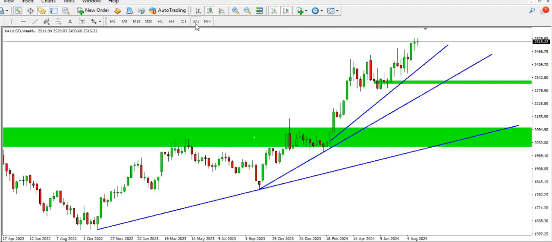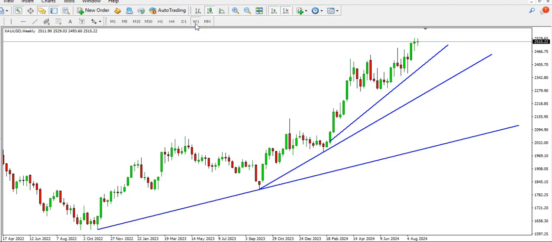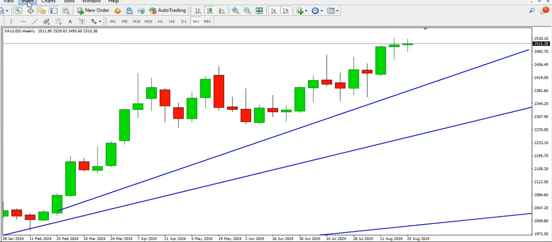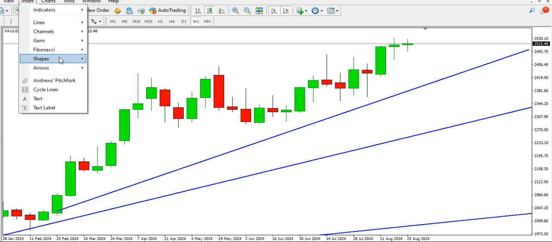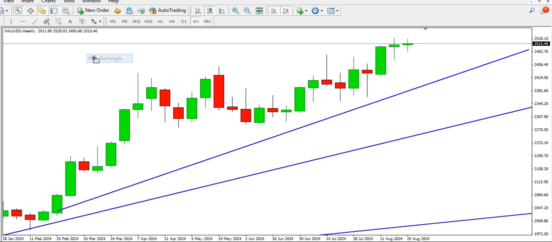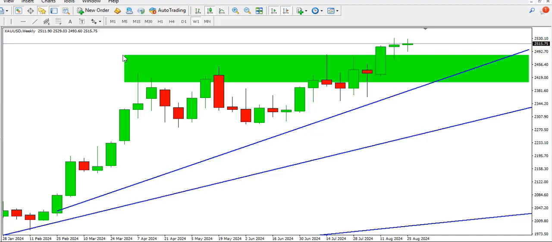On the weekly time frame, let's look at what we have. The weekly time frame shows that the price of gold has broken out of the recent weekly range. We have the range top somewhere around here, and we had a clean breakout. It retests, and then price starts to form bullish candles above the breakout zone.